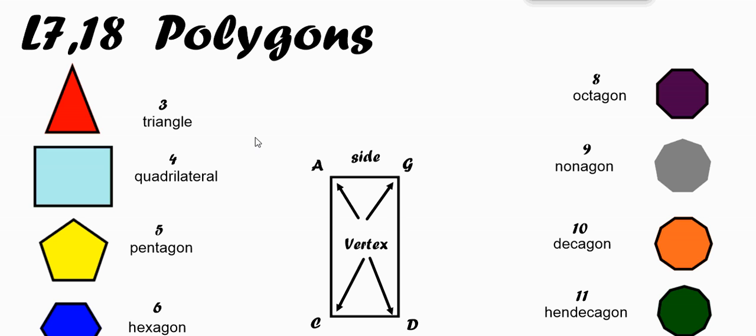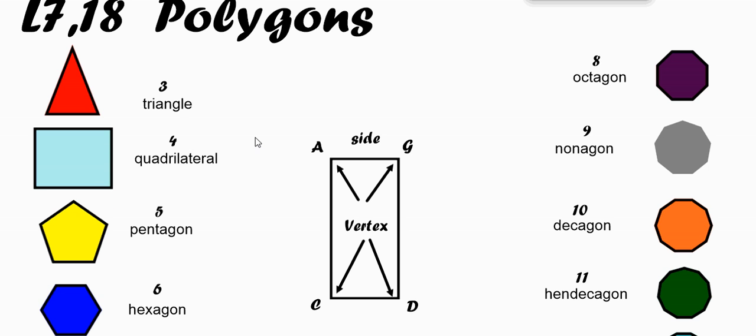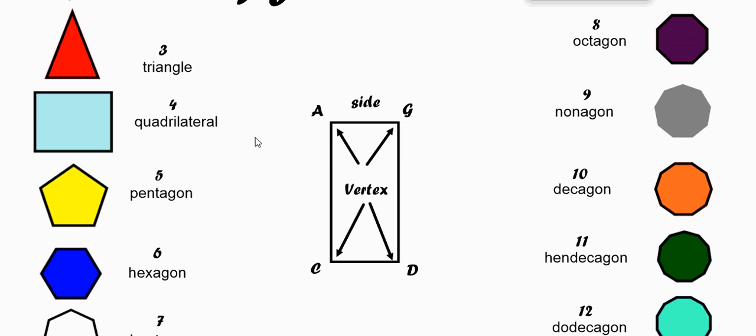Welcome to lesson 18, all about polygons. Polygons really stands for many sides, and we can look at a number of different shapes that fit this category of polygons. Most of these are probably very familiar. A three-sided figure is known as a triangle. A four-sided figure has the family name, or the larger name, of quadrilateral.